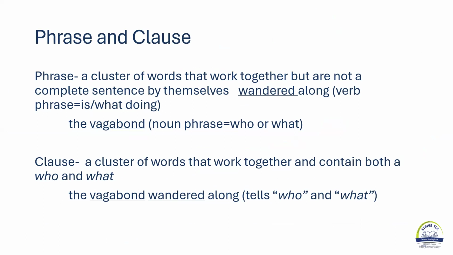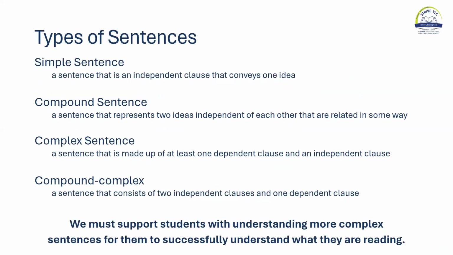A clause is a cluster of words that work together and contain both a who and a what. So the vagabond is the who and wandered is the what. A clause can stand on its own as its own simple sentence. The vagabond wandered along could be a sentence by itself because it has both the who and the what. So we then start putting clauses and phrases together. So we have simple sentences, compound sentences, complex sentences, and compound complex sentences.